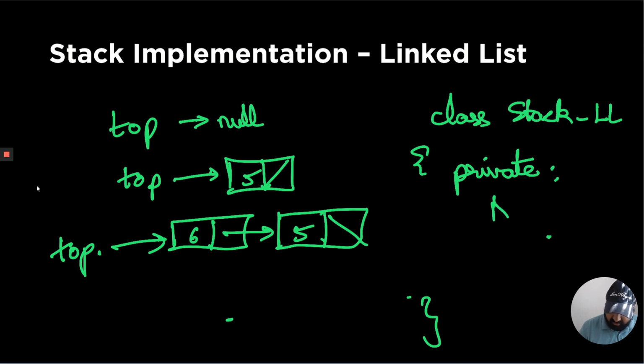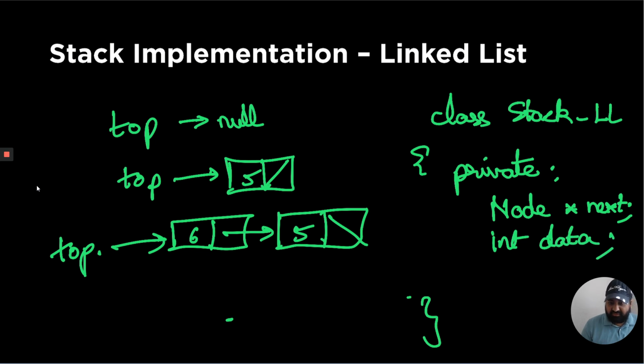So now it will have a node star next that points to the next element, as well as the int data that will store the data. There's going to be a third variable. You remember in the previous video we saw there was a top variable that was pointing to the index of the recent element in the stack. In this case, instead of head, we just have this node star top.